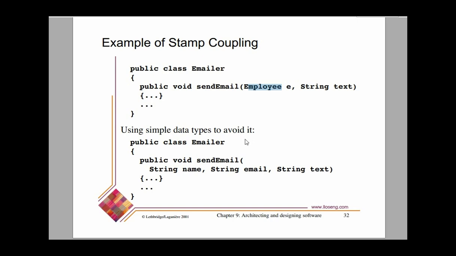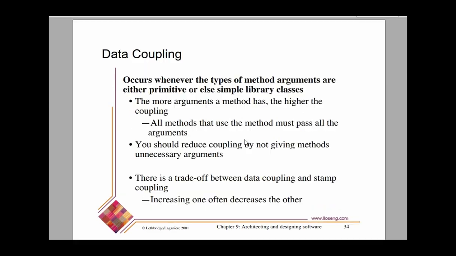Now there is another solution mentioned here, that is passing simple variables. The second solution is like this. Instead of providing the class object, you pass name and email here, and a string text instead of this. Now this has another kind of coupling. I'm going to explain this kind of coupling in the next slides.